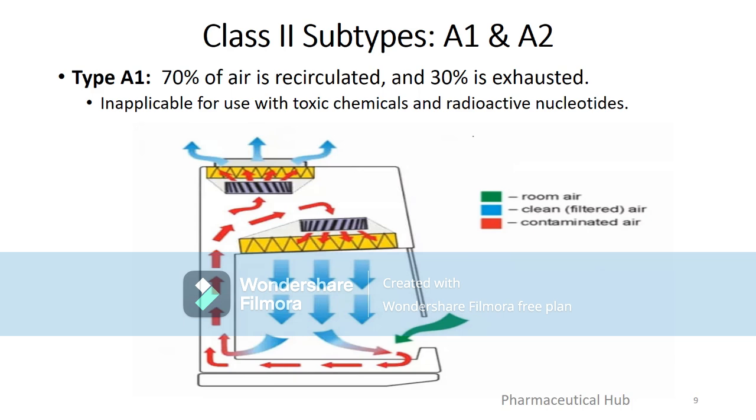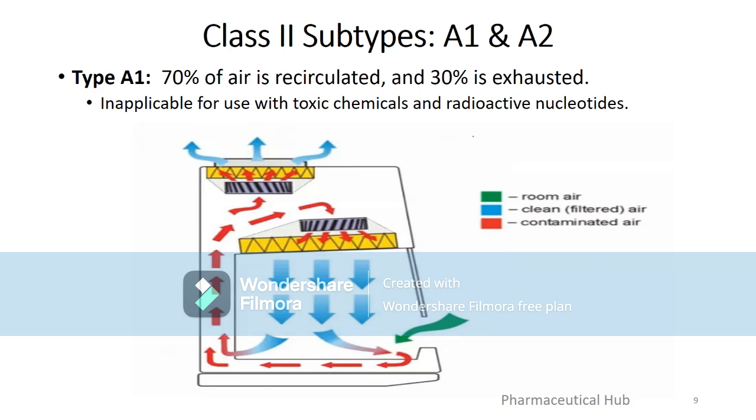This diagram illustrates the airflow in a Class II Type A2 Biological Safety Cabinet, BSC, which provides protection for the user, the product, and the environment. Airflow explained. Inflow, green arrows. Room air is drawn in through the front opening of the cabinet, creating an air barrier that protects the user from any contaminants inside. Recirculation, red arrows.